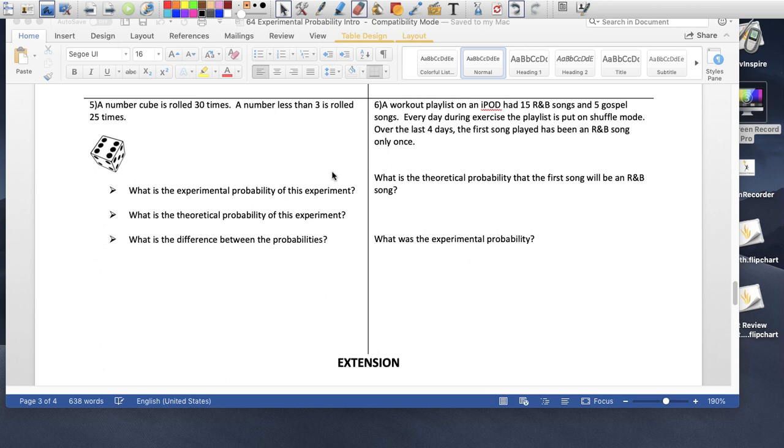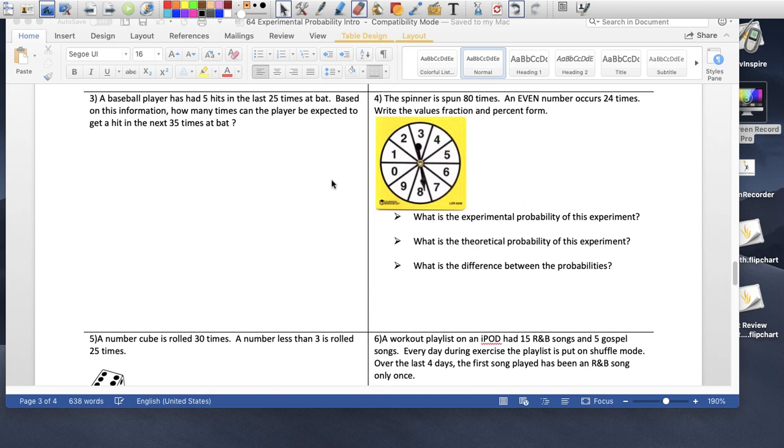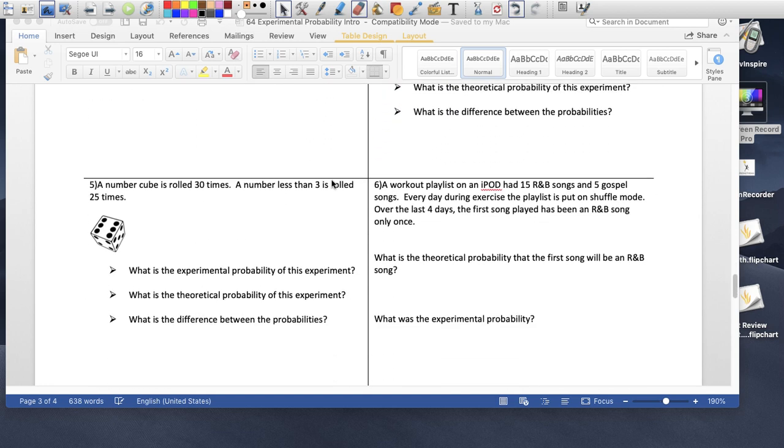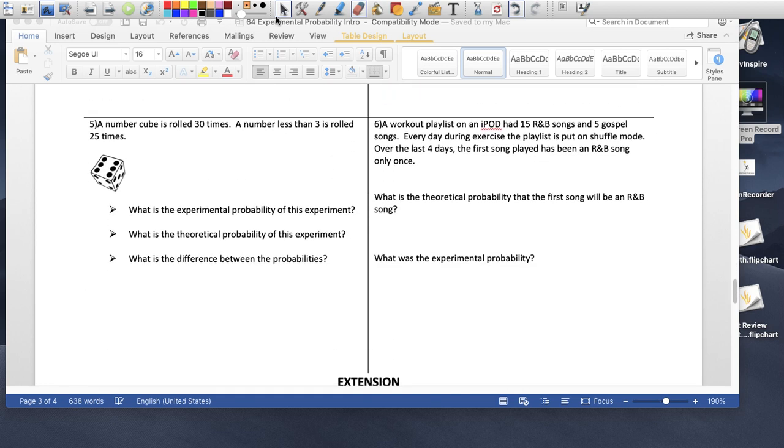A number cube is rolled 30 times. A number less than 3 is rolled 25 times. Sort of the same as before. So a number cube is rolled 30 times. A number less than 3 is rolled 25 times.